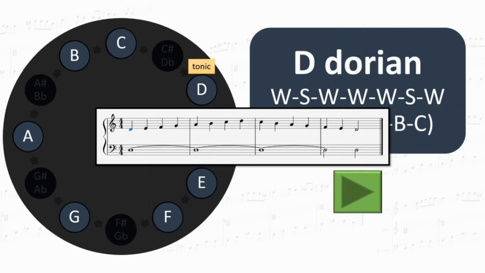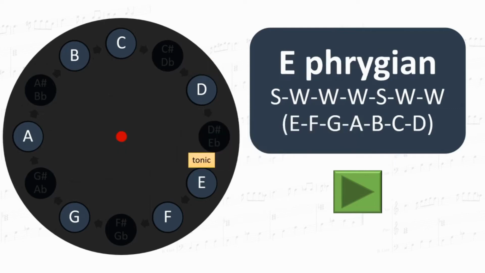If we keep moving the tonic, we get the third mode, the Phrygian mode. This one has a more exotic sound. It is caused by the second note, which is only a semitone higher than the tonic.